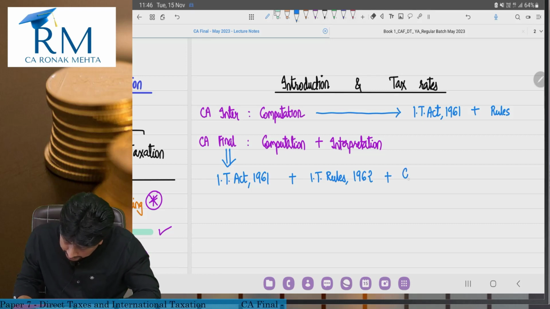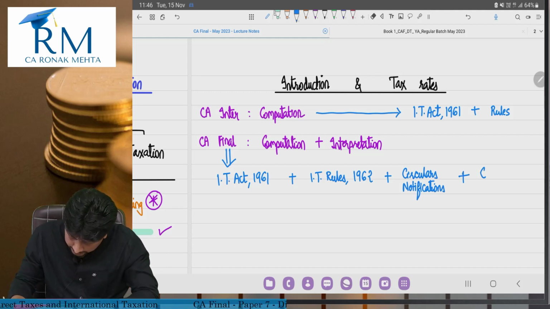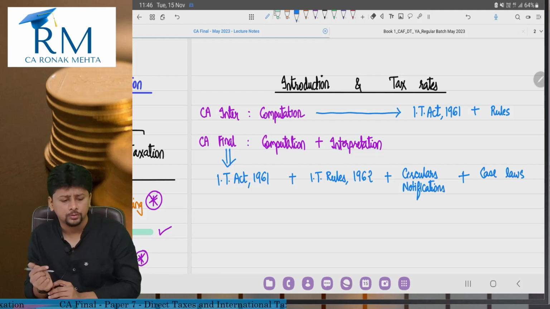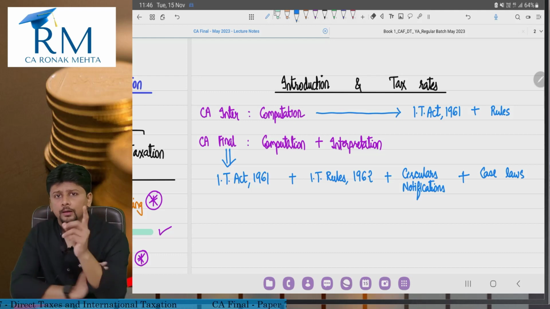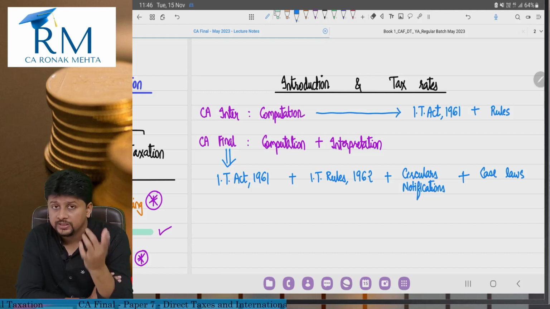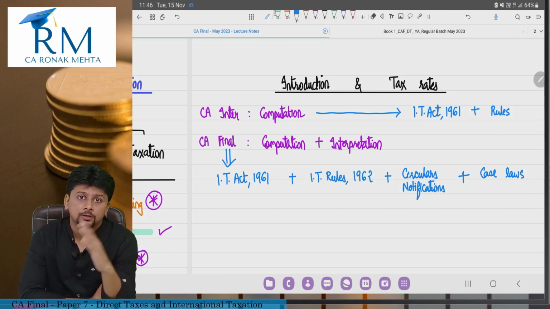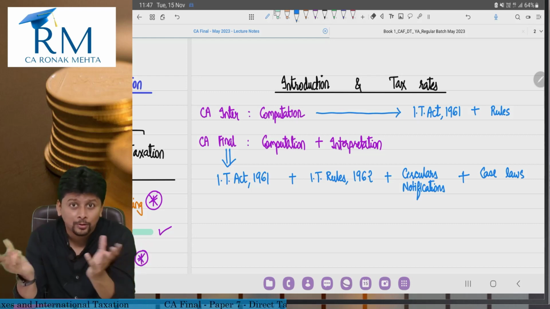Then you are expected to know circulars, you are expected to know notifications that are issued, and you are expected to study case laws. At CA Inter you hardly studied a case law. If you recollect, there was probably only one case law which was discussed at CA Intermediate, the chapter of capital gains, the very famous case law CIT versus Manjula J. Shah, the indexation controversy, if I can use the word controversy actually.